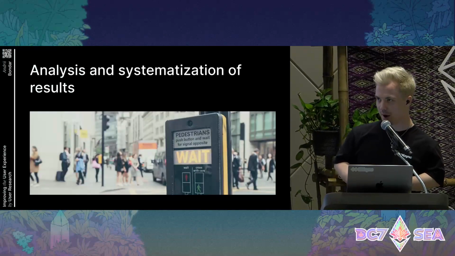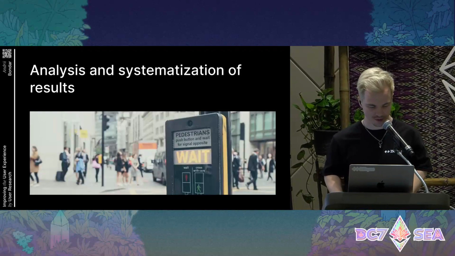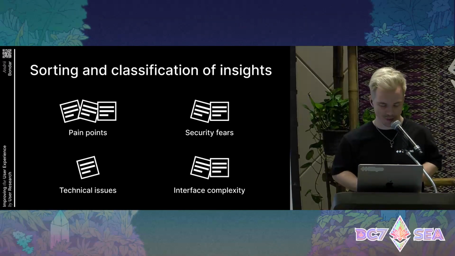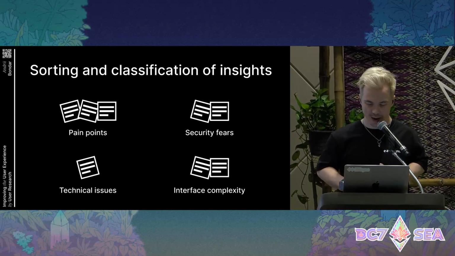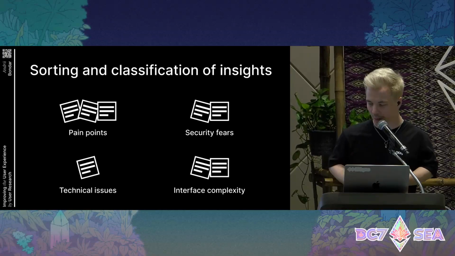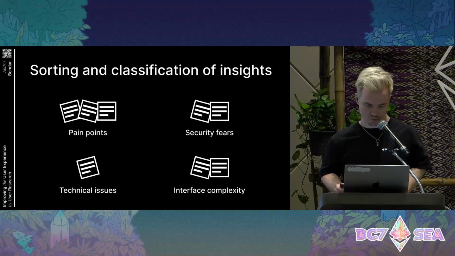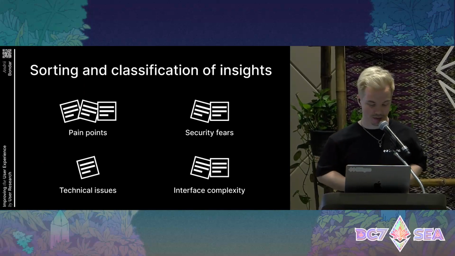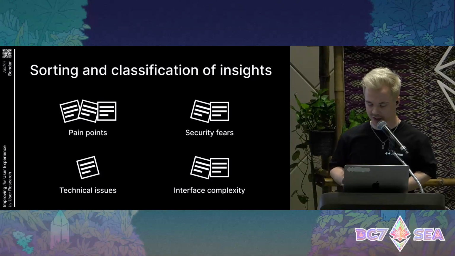Now we have many insights. What we can do with them? Sorting and classification of insights. Organize the collected insights into categories or topics. There may be similar patterns, needs, or behavior patterns. For example, categorize your pain points, like technical issues, lack of knowledge, interface complexity, security fears, etc.